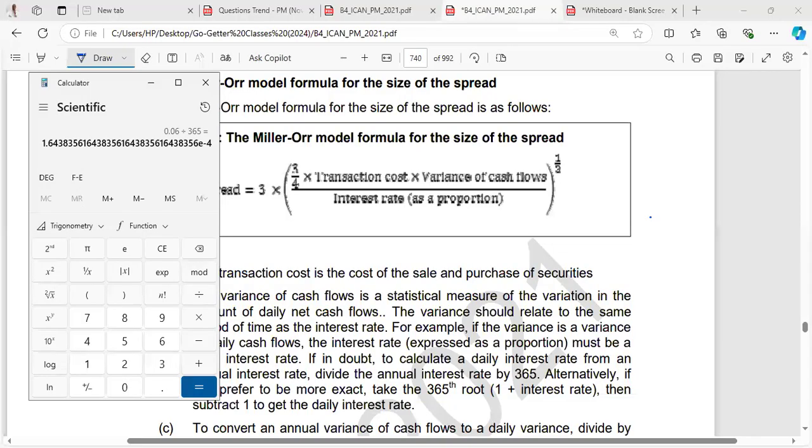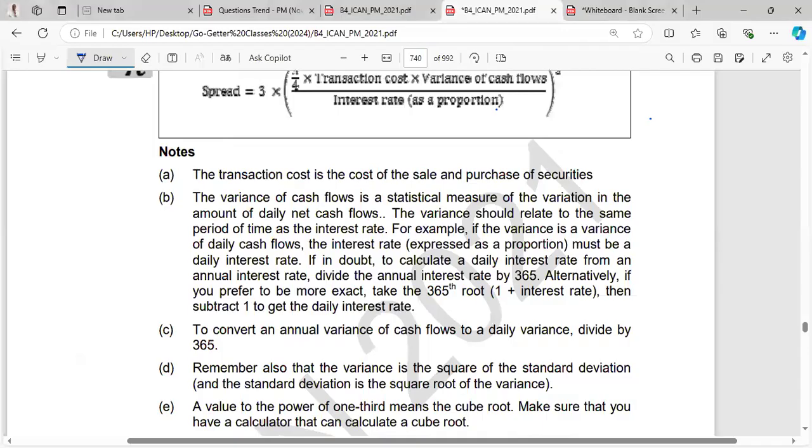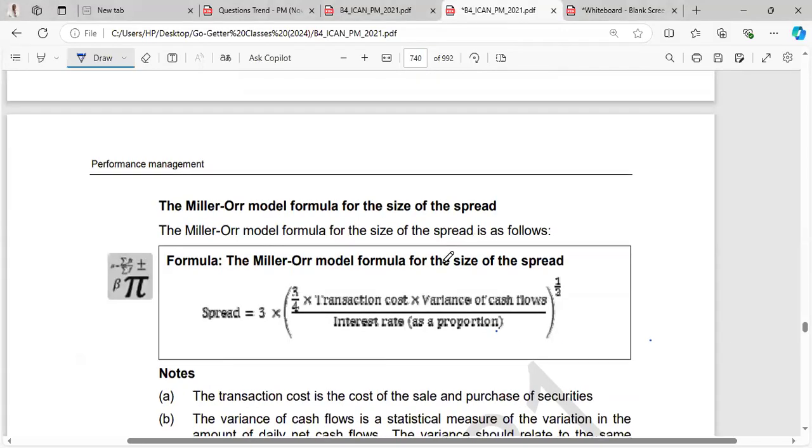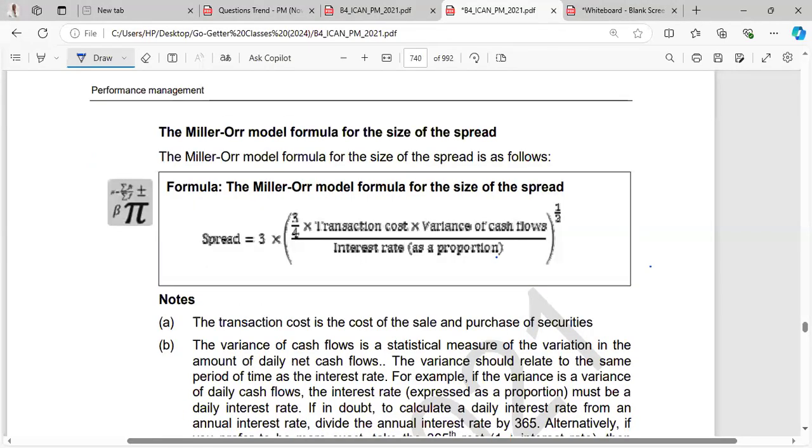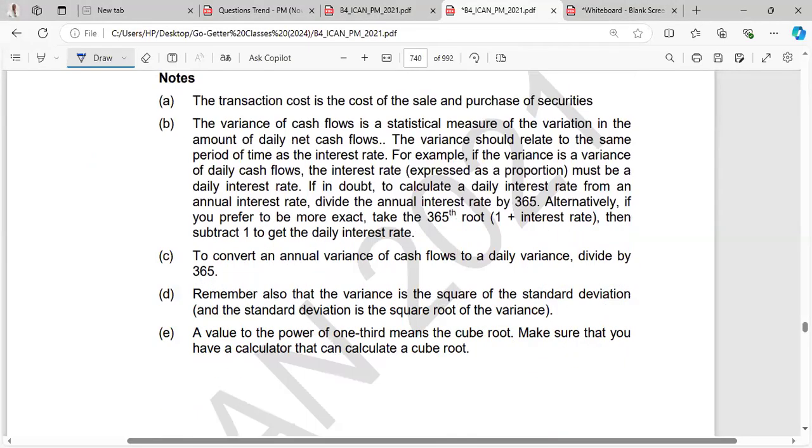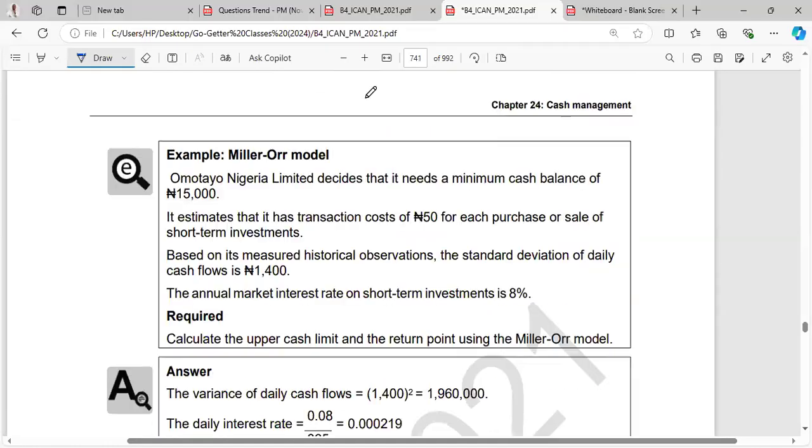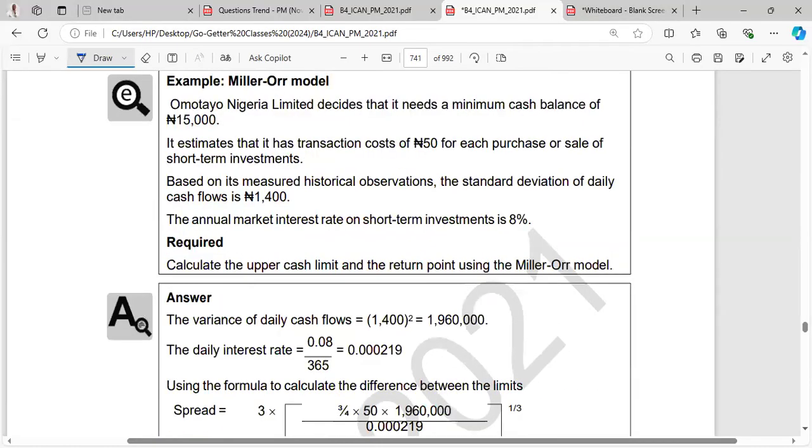Then when you divide the numerator by the denominator, you have gotten this thing here in the bracket. Then you now need to multiply them by 1 over 3. Raised to the power 1 over 3 is just like saying this is the cube root. After getting the cube root, then multiply by 3. I think we may need to take one question on this in our next class, before we move to the next topic.